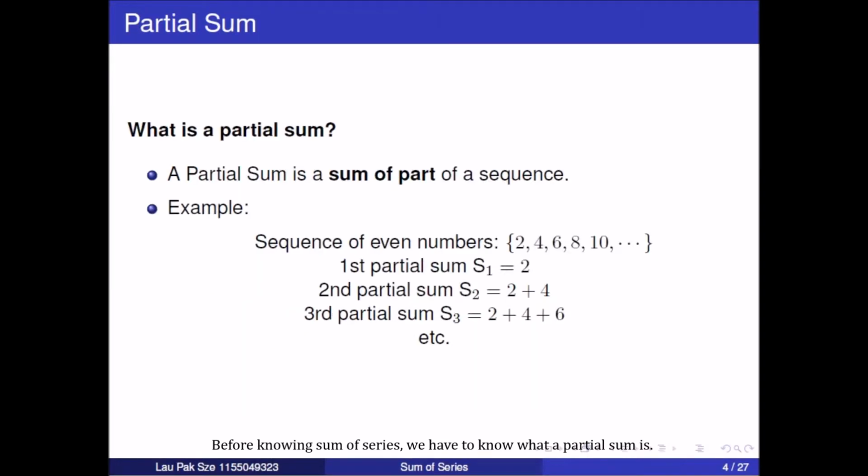Before knowing the sum of a series, we have to know what a partial sum is. A partial sum is a sum of parts of a sequence. For example, we have a sequence of even numbers 2, 4, 6, 8, 10, and so on. The first partial sum S1 is equal to 2. The second partial sum S2 is equal to 2 plus 4. The third partial sum S3 is equal to 2 plus 4 plus 6, etc.